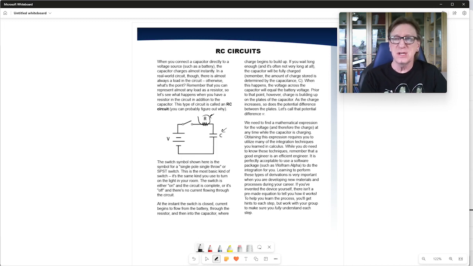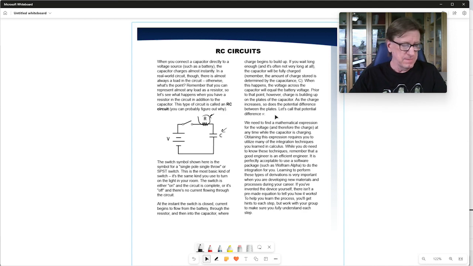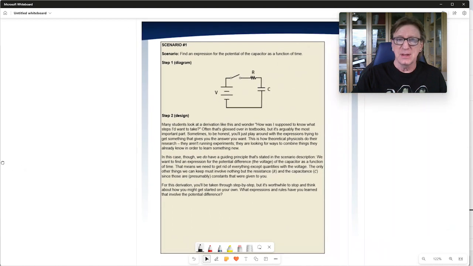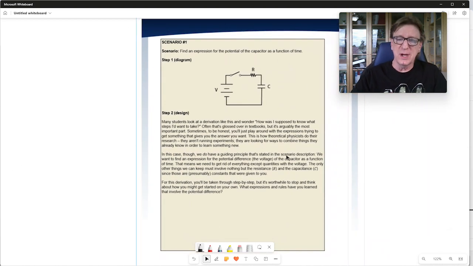So by its very nature, we have a time varying system. We're going to have to look at how to integrate that over time so that we can see what kind of equation it's going to take, and most importantly, how long it is going to take for this circuit to charge. All right, so let's go to the next step. Let's see, we will delete this one. So come up to scenario 1.